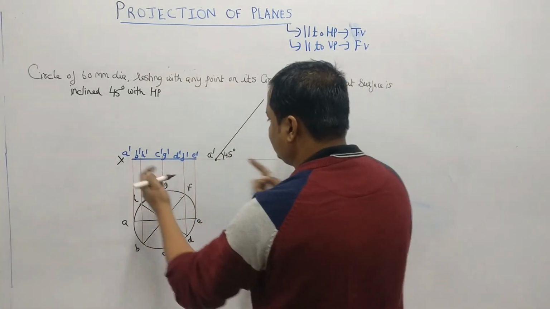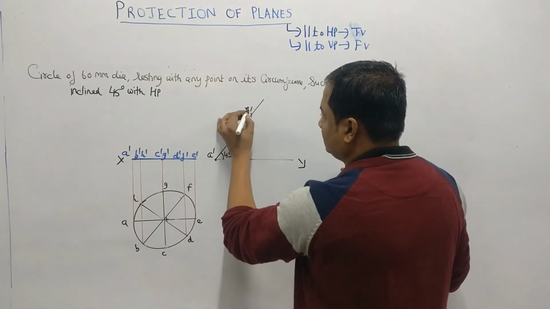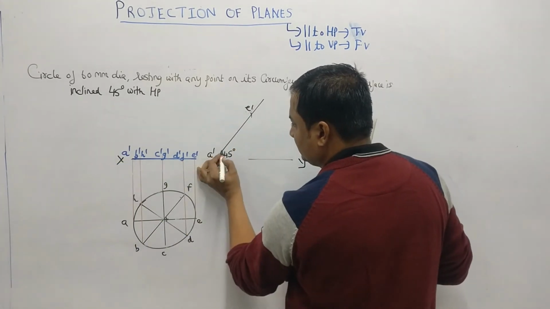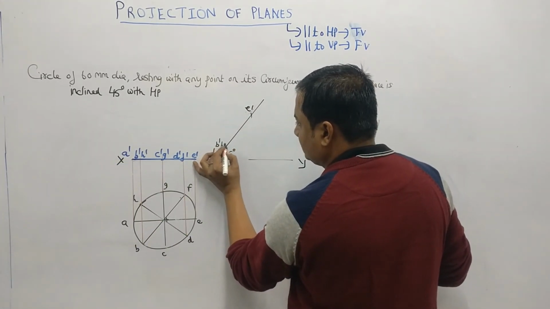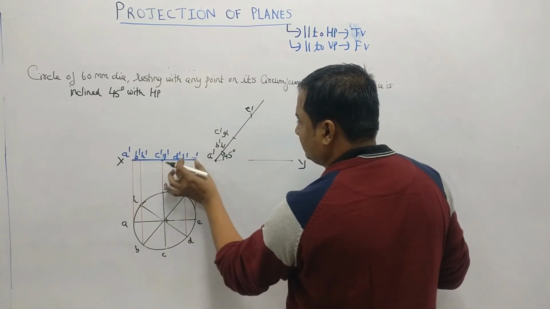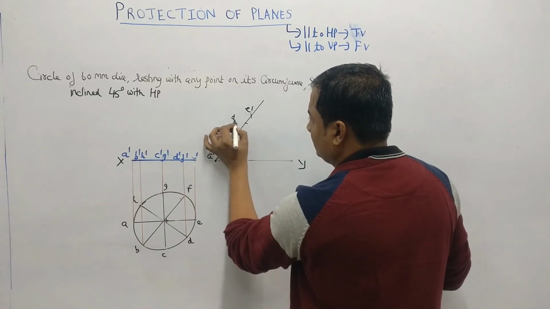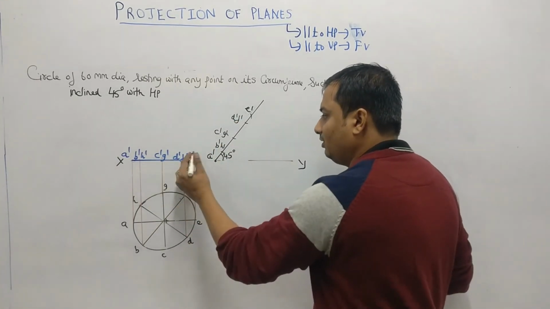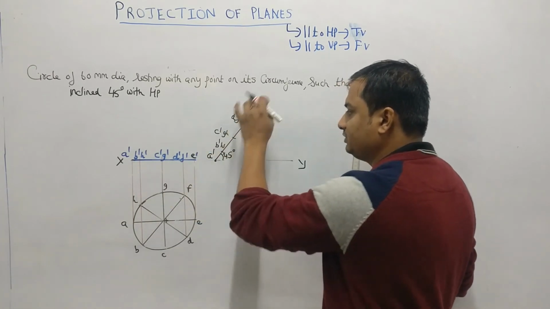Take a compass, measure this, and cut it. This is E dash. Measure this. This is B dash H dash. Measure this. This is C dash G dash. Measure this. This is D dash F dash. Okay, so you have to just obtain all the points from here and plot them here.